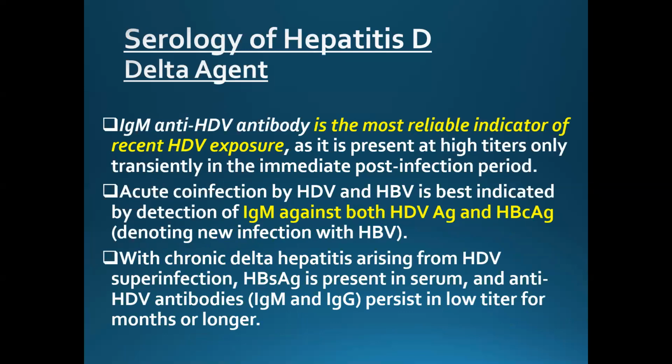All right, so how do you tell if you have a recent infection with the delta agent? You're going to be looking at the IgM. So the IgM is the most reliable indicator, the same exact thing as in other infections. That will tell you that you have a recent infection.